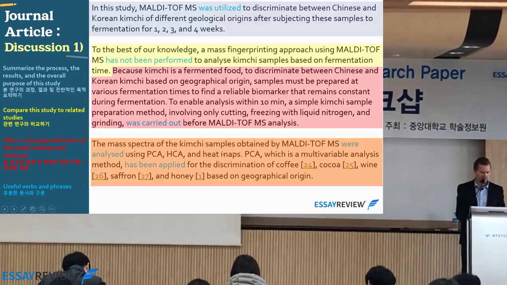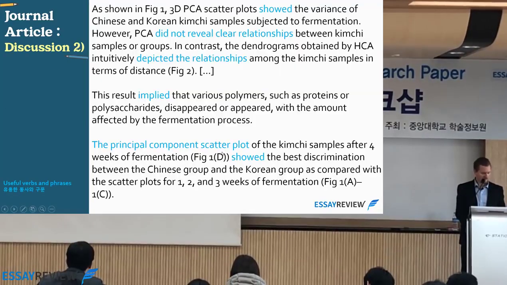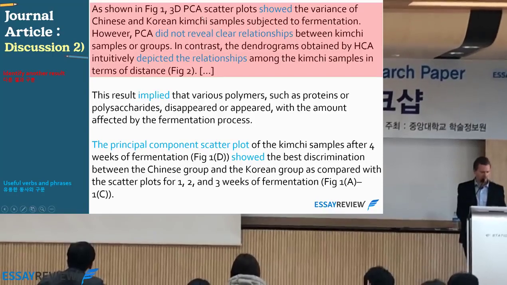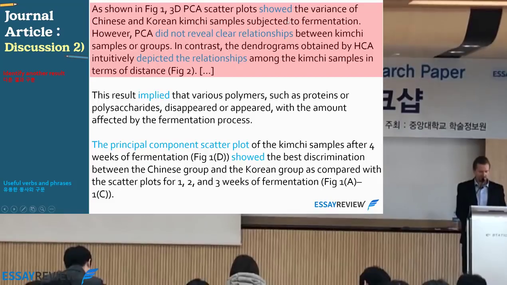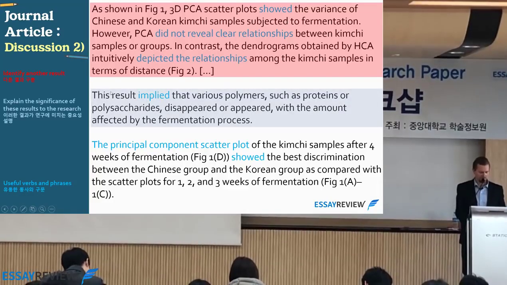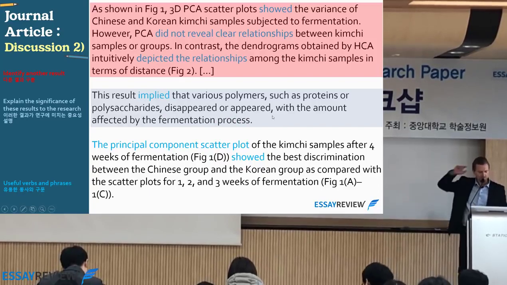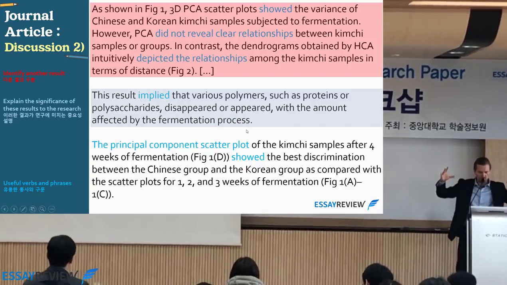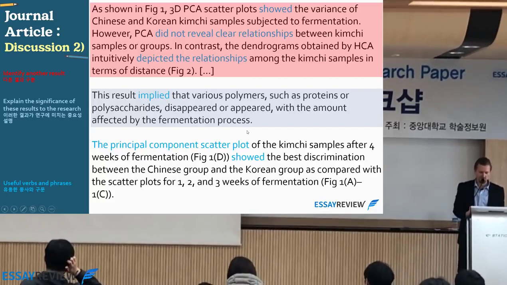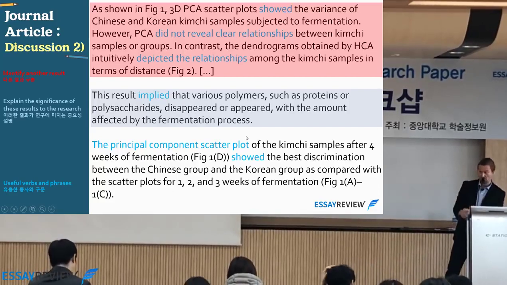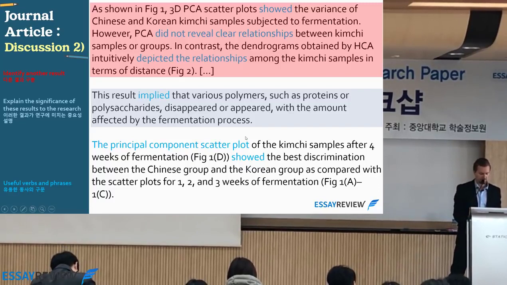Another result is PCA scatter plots, and explain the significance of these results to the research. The result implied keywords. We have keywords in blue, by the way, useful verbs. The result implied that various polymers, such as proteins or polysaccharides, disappeared or appeared with the amount affected by the fermentation process. Why don't we put this in the results? Because it's a more general observation. It's a more general relationship. It's not an exact finding of the experiment, of the methods.